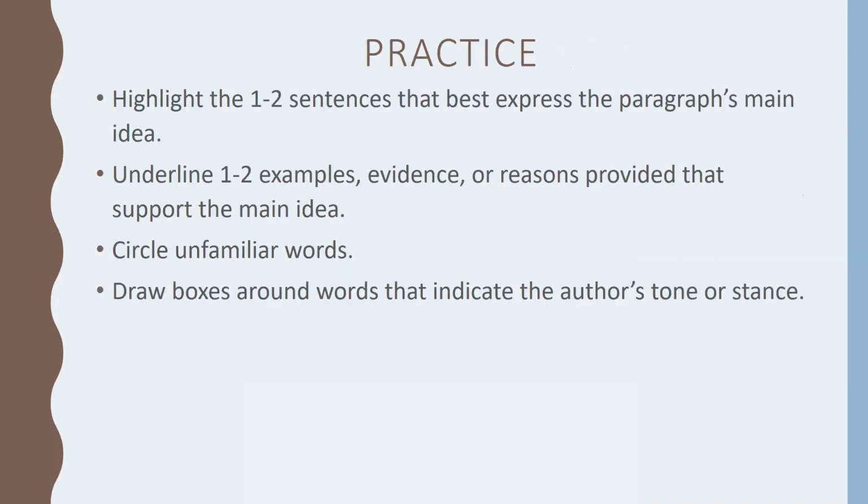A quick review. We're going to highlight 1 or 2 sentences in a paragraph that best express the main idea. Then we're going to use underlining for maybe the 2 examples or pieces of evidence or reasons that relate to that main idea or help explain that main idea. You're going to circle and define those unfamiliar words for yourself, and then draw boxes around words that give us a clue about the author's attitude, tone, or stance towards the topic he or she's writing about.